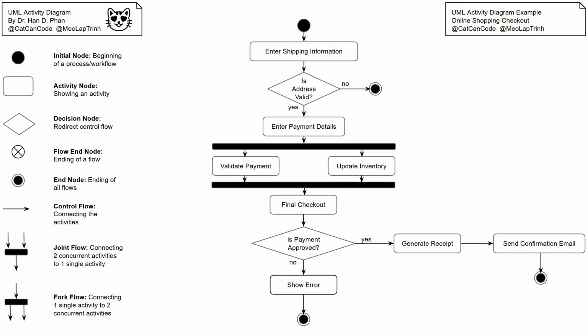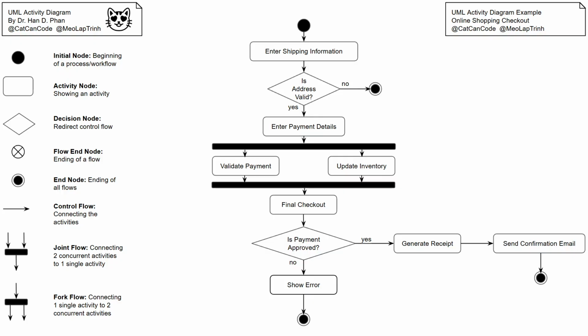And for showing the direction of the flow, I have the control flow, which is an arrow connecting the activities. The join flows helping you to connect two concurrent activities to one single activity. The fork flow connecting one single activity to two concurrent activities. So let's see these elements used in an example on the right side of the cheat sheet.